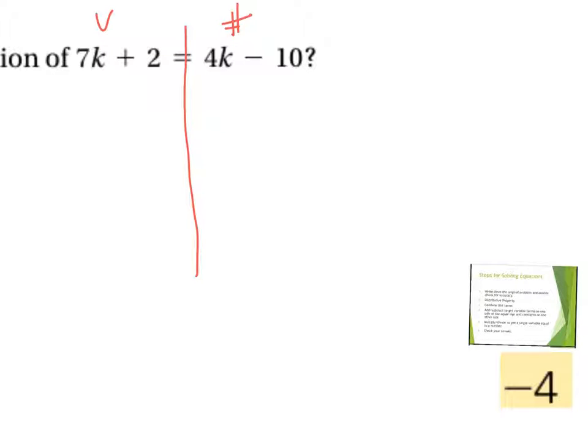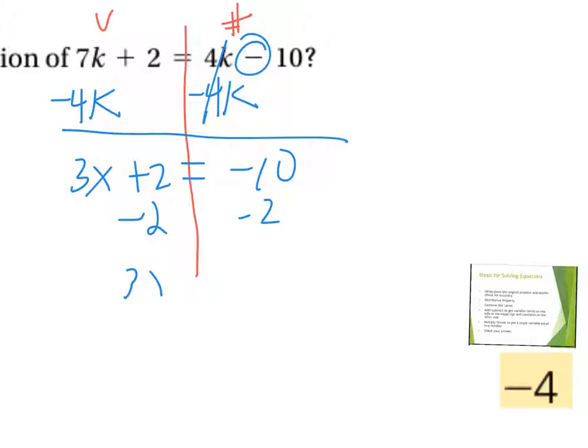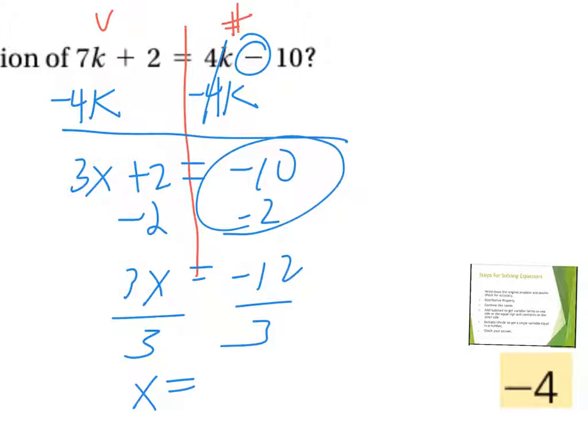So I want to get rid of this 4k. So I'm going to subtract 4k from this side to get rid of it. And if I do it there, I got to do it here. 7k minus 4k is 3k. Bring down the plus 2. On the right side, I got rid of the 4k, so it equals negative 10. Don't lose that sign in front. Now, obviously, I want to get rid of this 2, so I subtract the 2 from both sides. 3k equals negative 12. Negative 10 minus 2 more is negative 12. Divide off that 3, and k is negative 4.